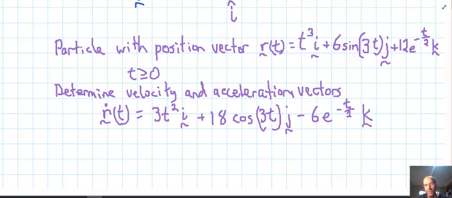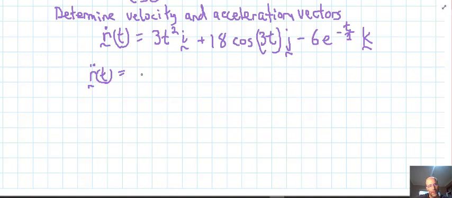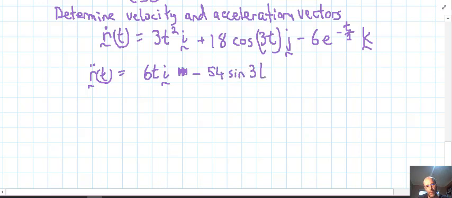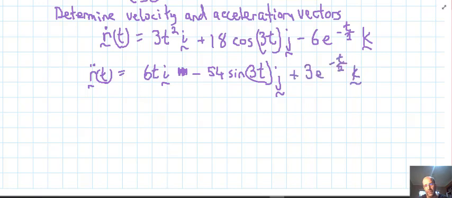using the chain rule. Okay, continuing on now with the acceleration vector, we have 6t in the i direction, minus 54, so I'll be naughty and I'll scribble that out because the derivative of cos is negative sine, so minus 54 sine 3t in the j direction, and for k it goes back to positive there, and 3e to the negative t over 2 k.